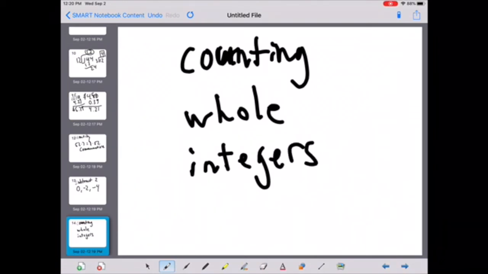So great review of our 3 types of numbers. We're going to get a few more as the year goes on. But it starts at 1, it's counting. Adds a 0, it's whole. Adds negative, it becomes integers.